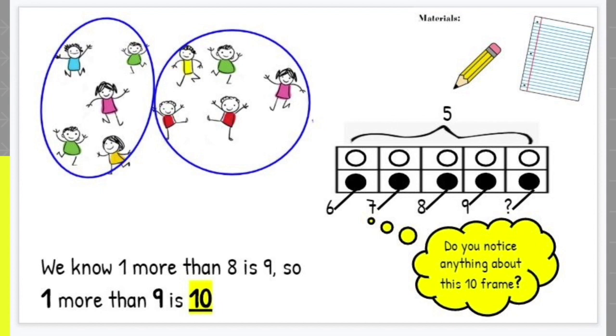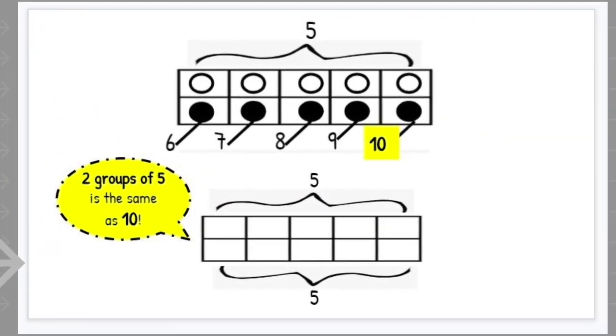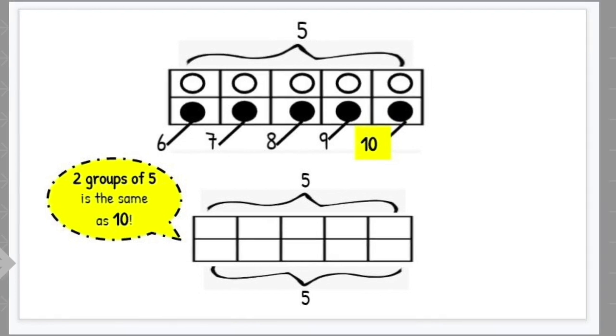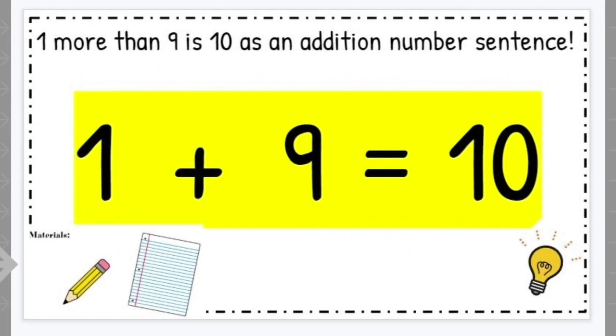Okay, do you notice anything about this 10 frame? We have it filled in, friends. We have 1 row of 5 completely filled in and the next row of 5 completely filled in. 2 groups of 5 is the exact same thing as 10. Here it is as an addition number sentence. 1 more than 9 is 10, or 1 plus 9 equals 10.